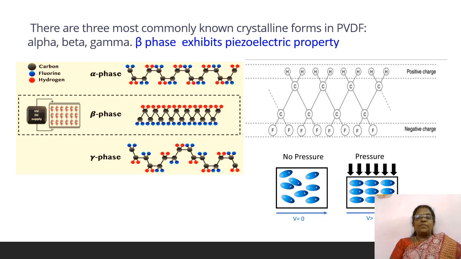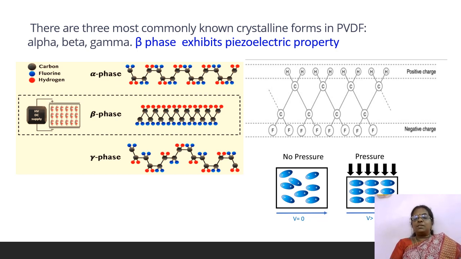In gamma phase, you can see the structure, how it is structured. In this case, they get cancelled out. Blue and red, this plus and minus, get cancelled out, and they behave neutrally. But in beta phase, they show this piezoelectricity.